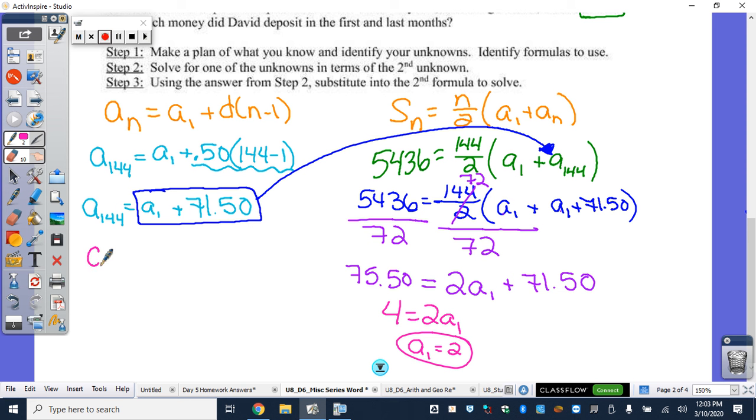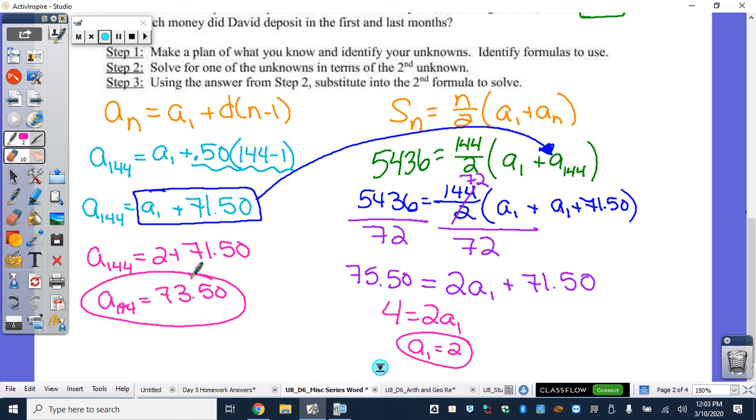So then I can go back over here and plug it in. And what is our a sub 144? 73.50. So again, you have to be able to manipulate both. Sometimes you got to plug one of them in, but it'll be there.